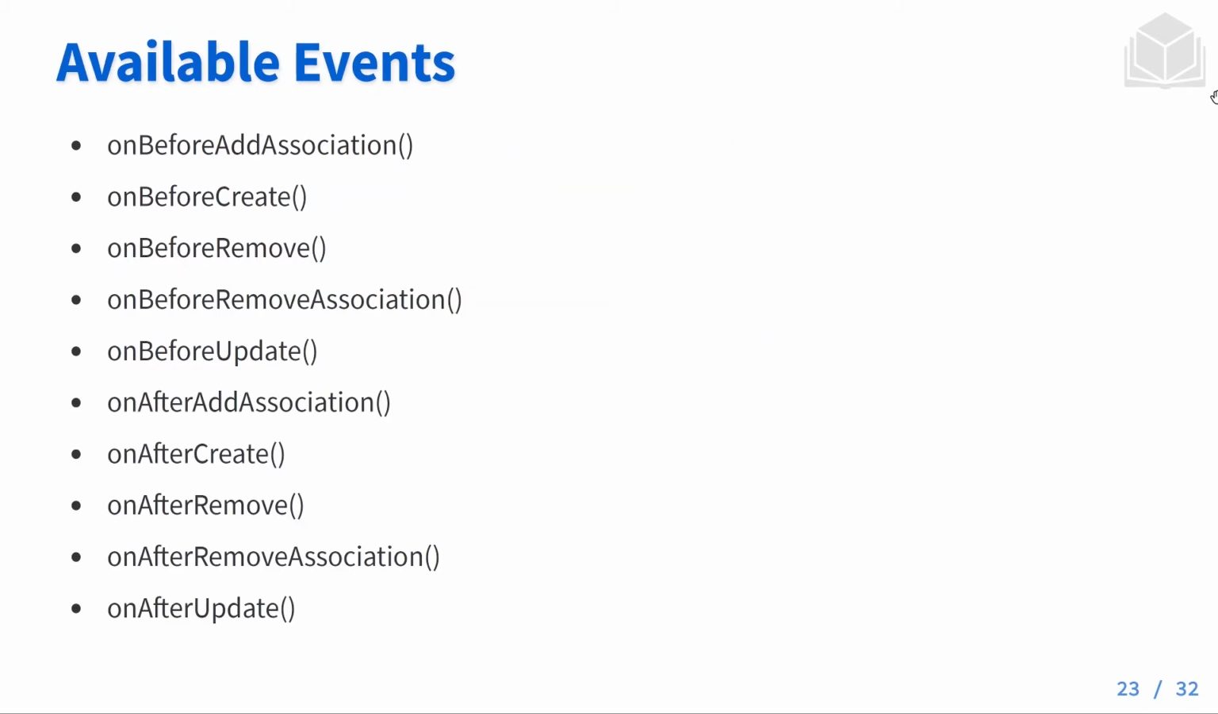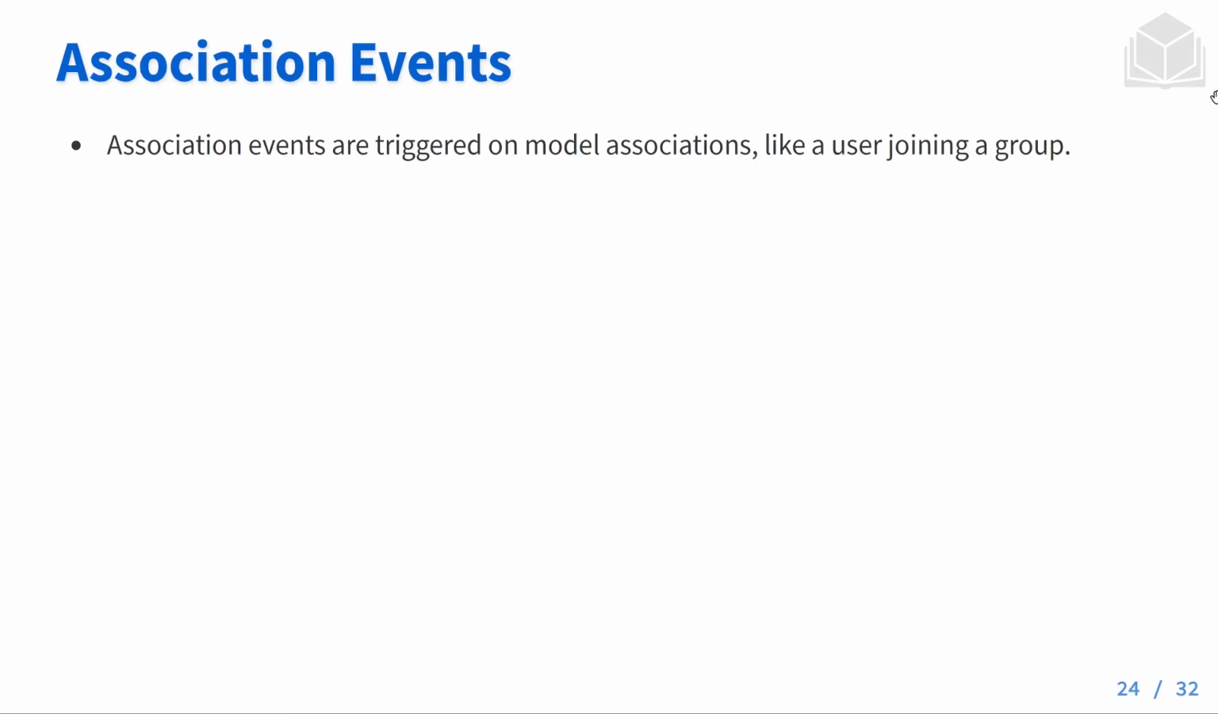Some of the events that are available to us are onBeforeAddAssociation, onBeforeCreate, onBeforeRemoveAssociation, onBeforeUpdate, onAfterAddAssociation, onAfterCreate, onAfterRemoveAssociation, and onAfterUpdate. Association events are triggered on model associations, like a user joining a group.